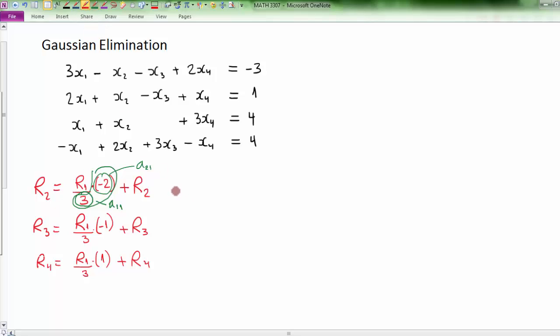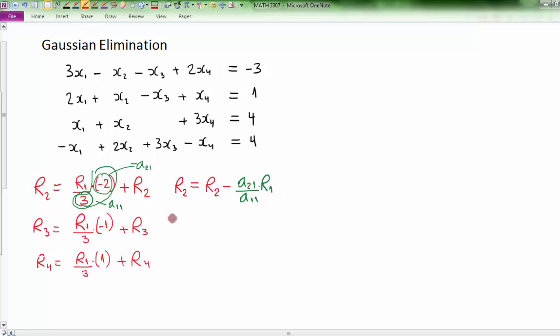So we can actually write this entire expression as R2 equals R2 minus, because we use the opposite, right? The opposite of this coefficient. This coefficient A21 is 2, but we need the opposite because we want to multiply by the opposite in order to add the 2 and get the result of 0 here. So we can put that as A21 divided by A11 times row 1.